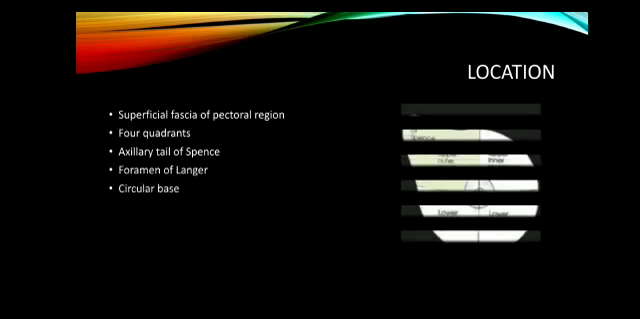Location. The breast lies in the superficial fascia of the pectoral region. It is divided into 4 quadrants: the upper medial, upper lateral, lower medial, and lower lateral. A small extension of the upper lateral quadrant is called the axillary tail of Spence. It opens into the axilla via the foramen of Lange. The base is circular.